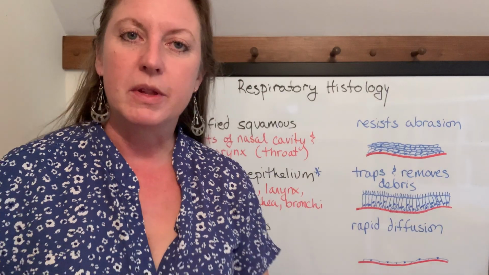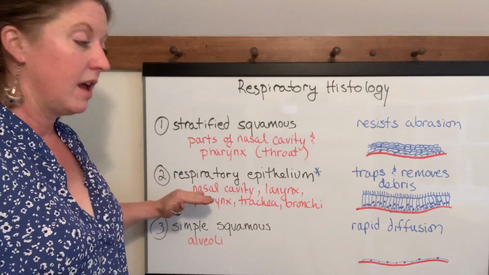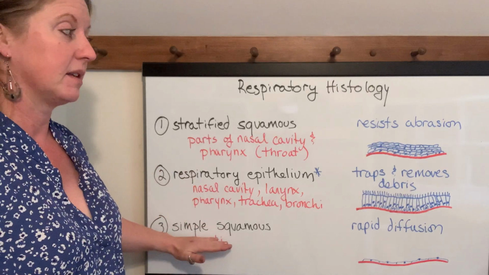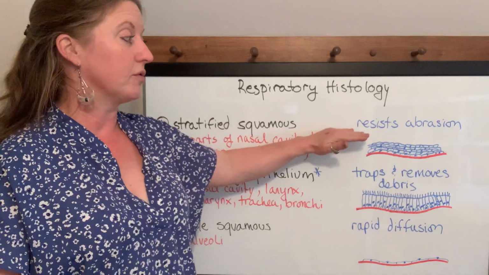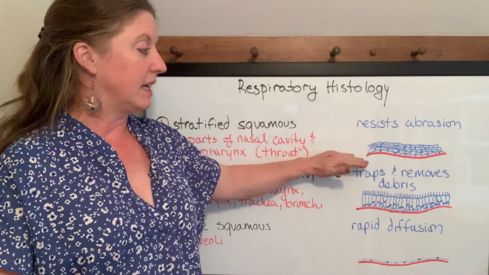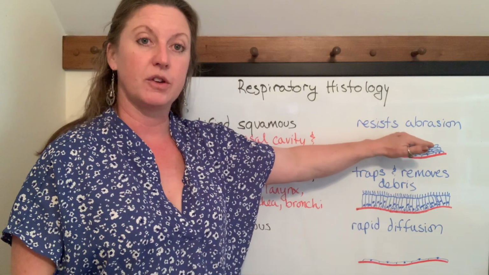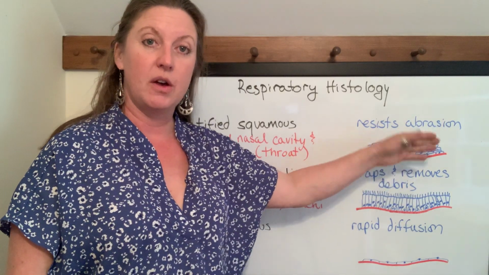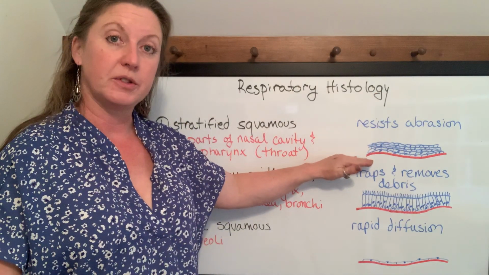There are three types of epithelial tissue that we see in the respiratory system: stratified squamous, respiratory epithelium, and simple squamous. Stratified squamous, its purpose is to resist abrasion. The many layers of squamous cells allow for something rough to pass over the surface. The outer cells can come off without damaging the tissue underneath.